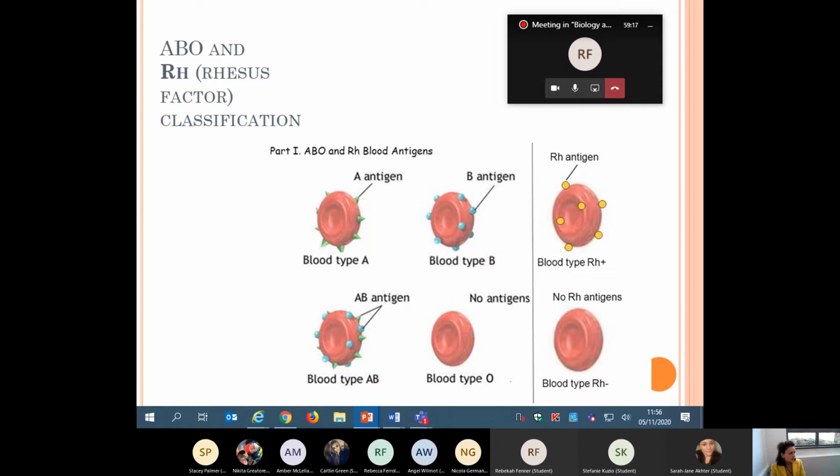That could easily lead to death. So when you have a blood transfusion and you get your blood type, you can only have your O or O.